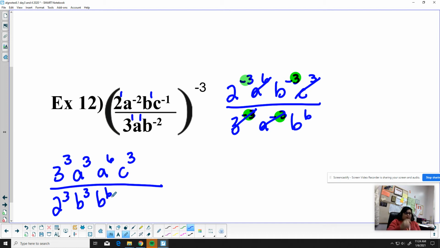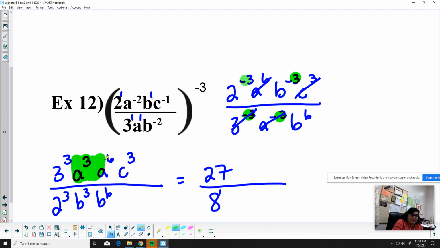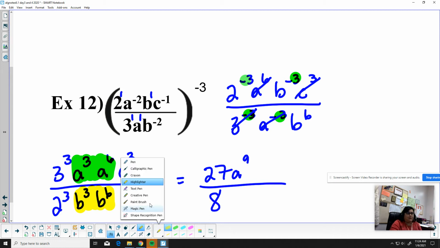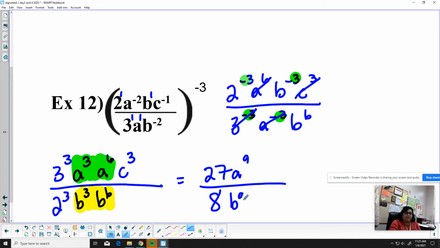All right, so now I got to gather them up and come up with the number. So 3 to the third is 27, and 2 to the third is 8. And then these two a's can be combined because it's a multiply problem. So I add those exponents, that's a to the 9. And these two b's can be combined because it's a multiply problem. So that's b to the 9. So that's my answer.